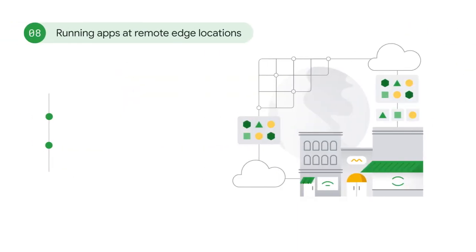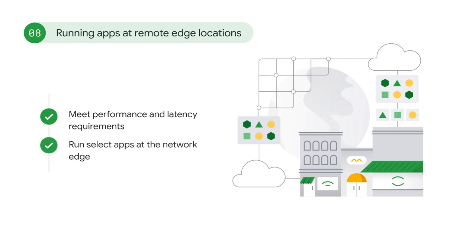And finally, running apps at remote edge locations. Organizations and industries that run distributed apps at remote locations, such as kiosks in retail or networks in telecom, can benefit from hybrid cloud. These apps often require improved performance and low latency, and a hybrid approach lets them run select apps at the network edge.